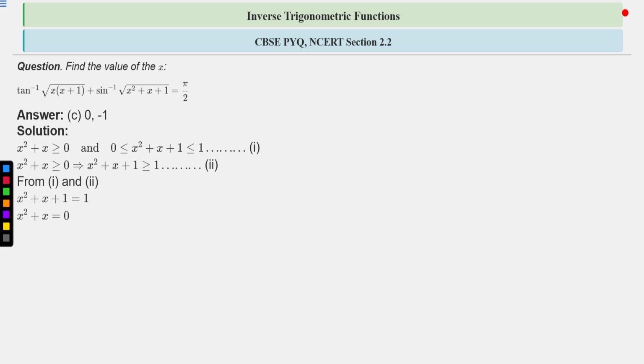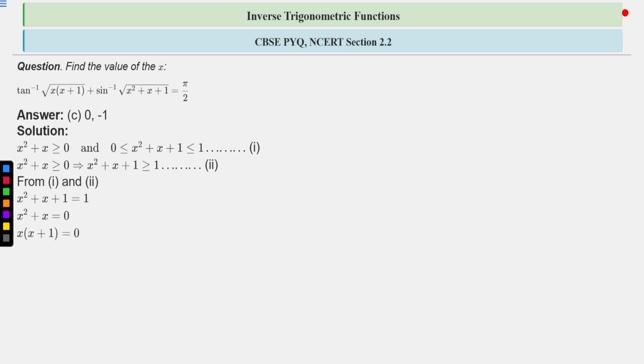Right, from equation 1 and 2 we can say that x square plus x plus 1 will be equal to 1, right? Because equation 1 says x square plus x plus 1 is less than or equal to 1, and equation 2 says x square plus x plus 1 is greater than or equal to 1. So by using both equations we can say that x square plus x plus 1 is equal to 1, right? Therefore we can say that x square plus x is equal to 0.